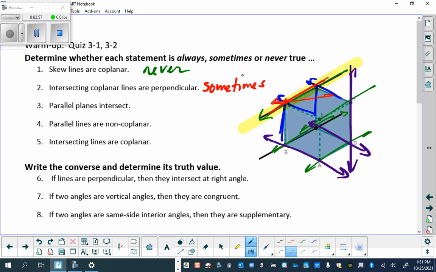Parallel planes intersect. Sometimes, always, never. Go. Never. Parallel planes are never going to intersect. With your basket, everybody think about the top, if there was a lid, and the bottom of the basket. Those are parallel planes. Would they ever intersect? No. They would never intersect.